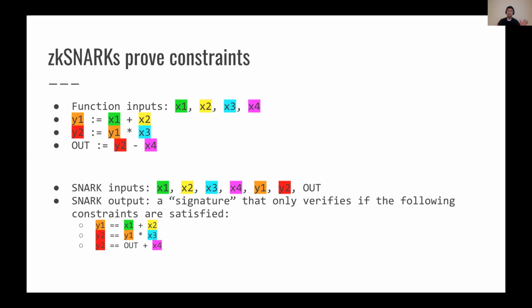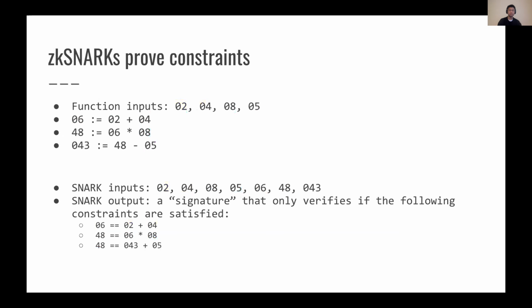What the SNARK sees is it will digest all 7 of these values associated with the computation and produce a valid signature if the constraints hold that the first intermediate value is equal to the sum of x1 and x2. The second intermediate value is equal to the product of the first intermediate value times x3. And the output, which I'm sharing with the world, is equal to the second intermediate value minus x4. So the SNARK is basically doing this crunching on 7 inputs.